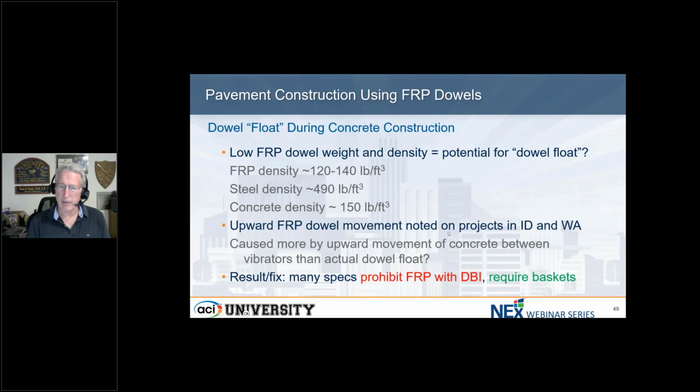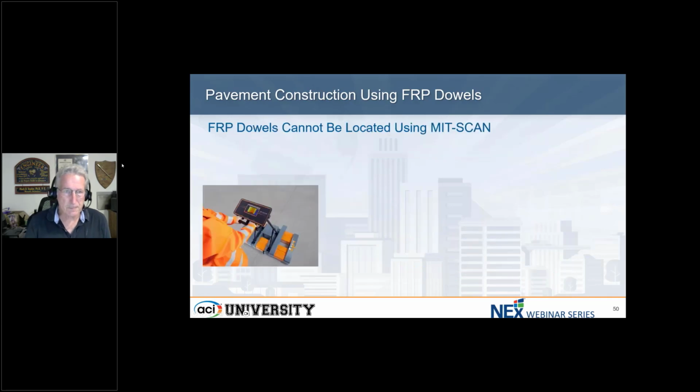And I suspect that it might be caused more by upward movement of the concrete in between the vibrators. If you've got a vibrator in the concrete and the bar is in between them, and the concrete under the vibrators is consolidating, there may be a little bit of upward movement in between, and that lifts the bars perhaps. I don't know what the mechanism is. Bottom line is there is potential for movement of these bars, and that's why a lot of states prohibit the use of FRP bars with dowel bar inserters, and they require baskets.